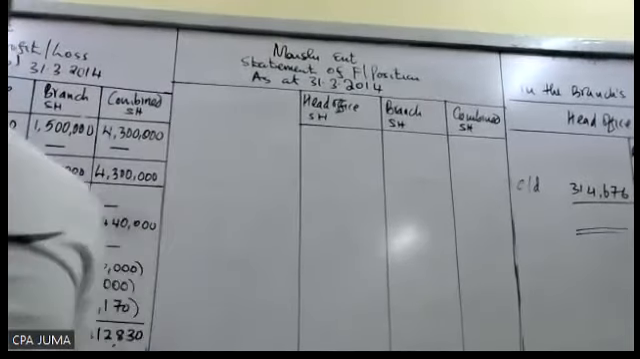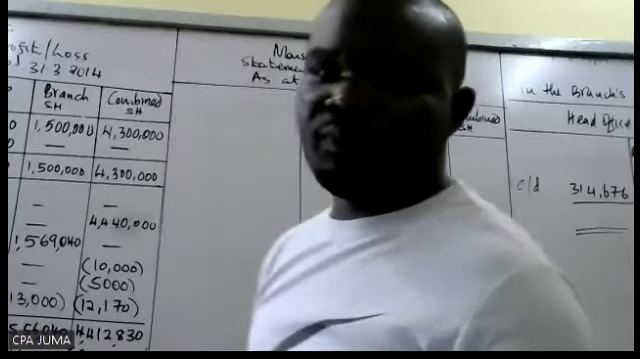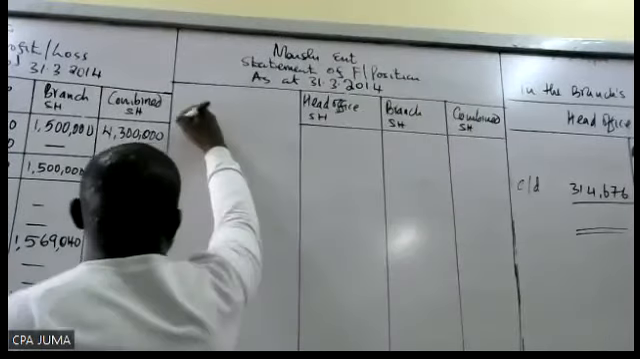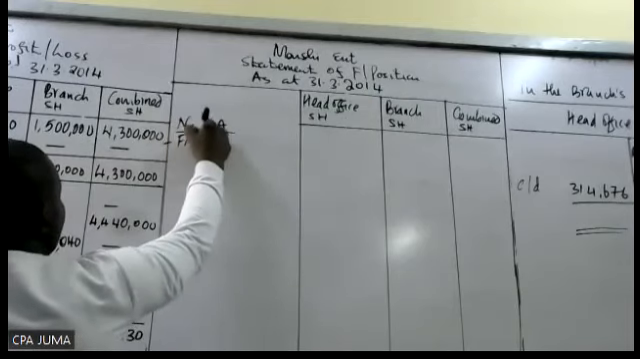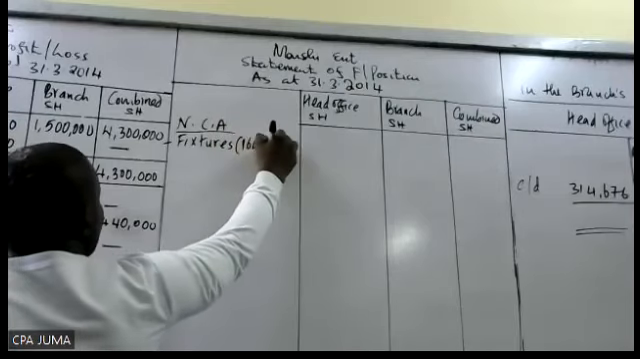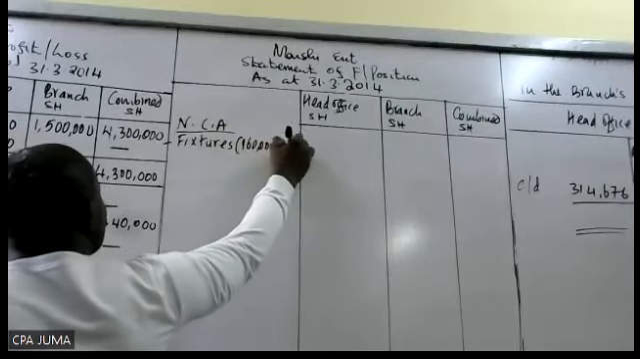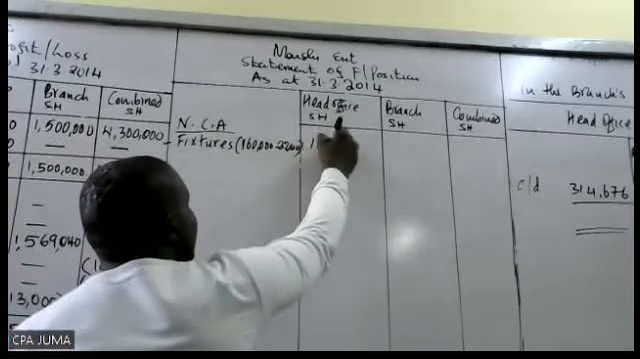All right, so we proceed. Non-current assets, as usual. So non-current assets, there was fixtures. Fixtures, I remember it was 160, and depreciation was 32. Yes, it was 160, you depreciated 32, so that is 128.